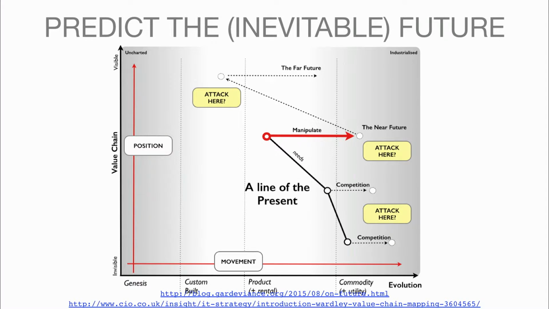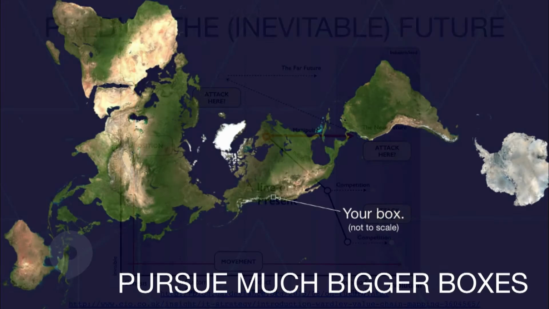Predict the inevitable future. This is a technique called Wardley mapping by a guy named Simon Wardley. Basically, technology moves in very predictable arcs, and companies and entire industries that are built on components of technology necessarily follow those arcs. If you know how to deconstruct using this technique, you can see where the opportunities are going to be as industries and technologies change.